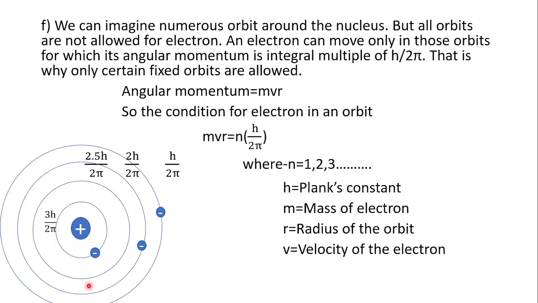Radius of the path. So if any object is moving in a circular path, then the momentum is generally considered as angular momentum. So angular momentum equal to mvr. mvr means mass into velocity into radius.